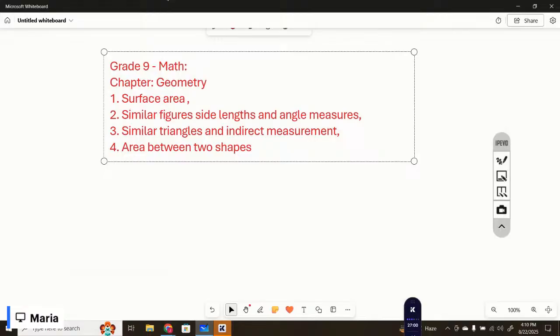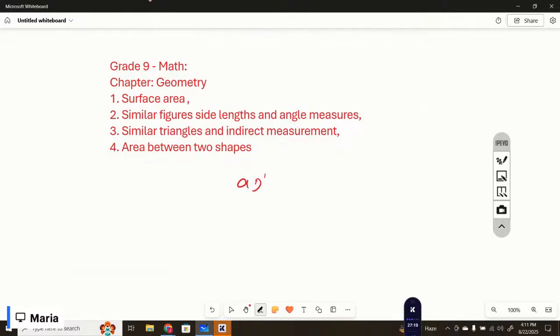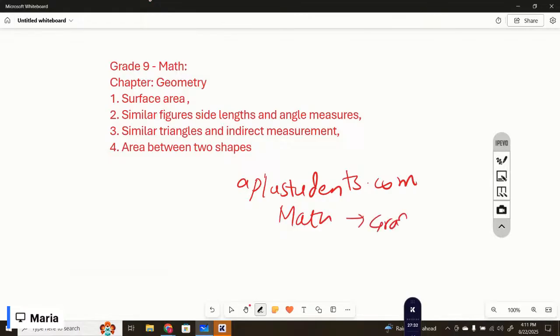We are here for grade 9 math. You can find all the lessons on aplusstudents.com. You have to log in there using your email address and password as provided by the administrator. Then you have to select math from the subject tab. Scroll down to grade 9 math and then click on view all lessons. There you can find a list of the chapters.